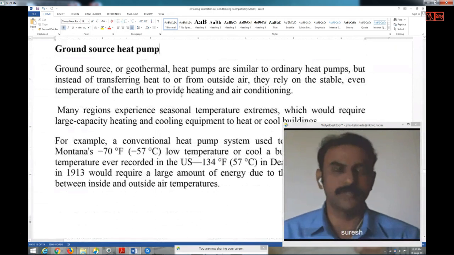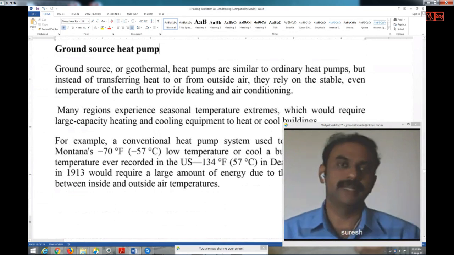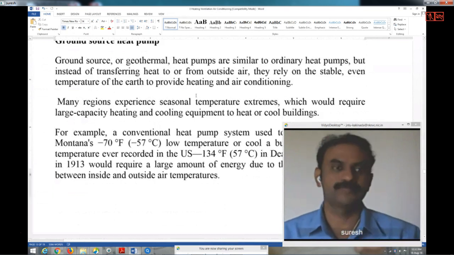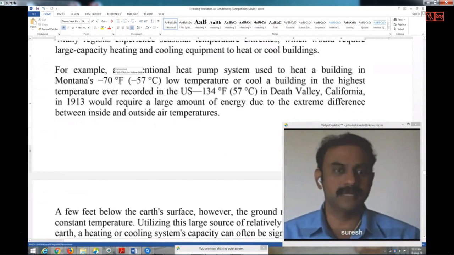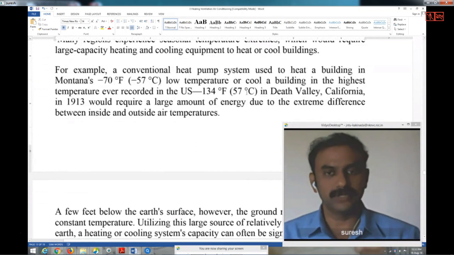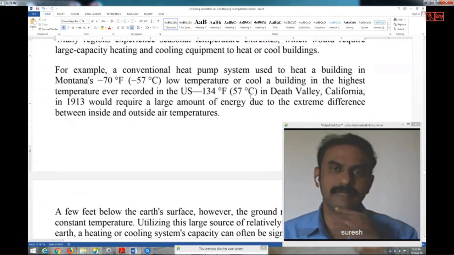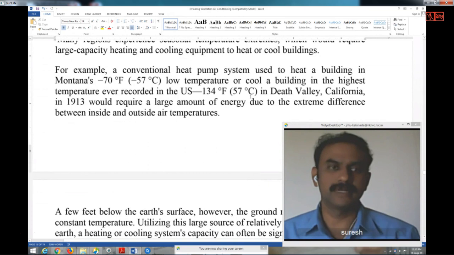The total temperature difference between the building and the earth layers is being used for the transfer and heating up or cooling of the building. For example, in the environmental condition, the lowest temperature is minus 70 degree Fahrenheit or minus 57 degree centigrade, and the highest temperature is 57 degree centigrade. This is related to foreign countries, where the temperature survey has been taken.